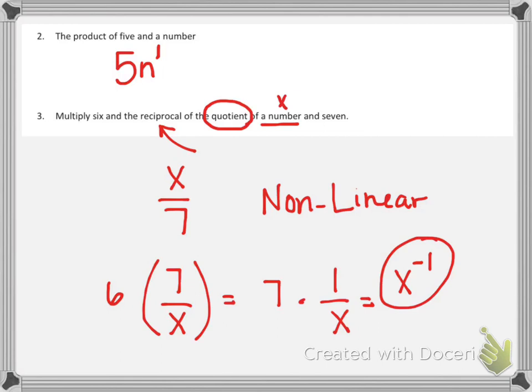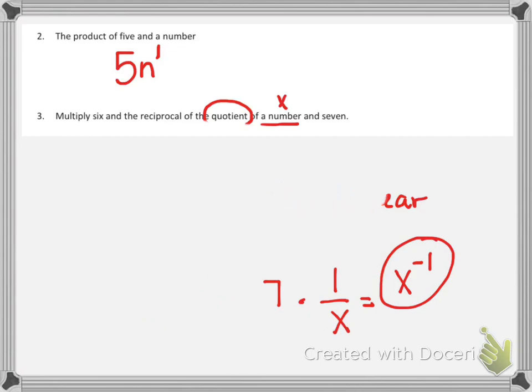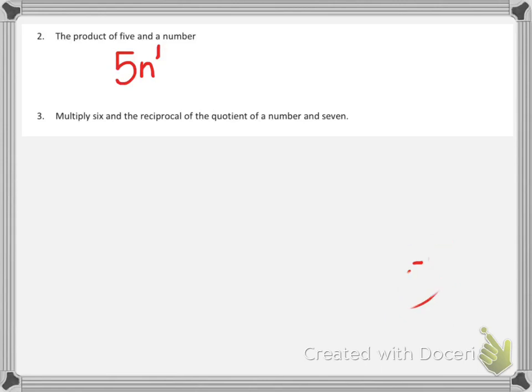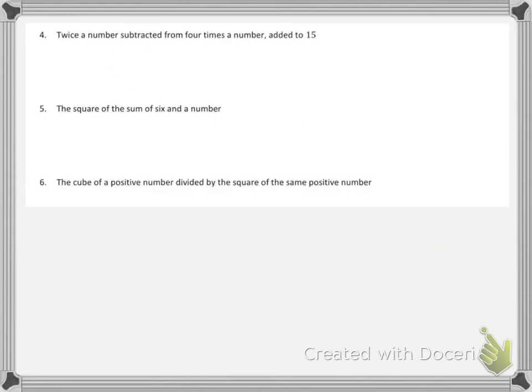Okay, let's get that out of the way so we can do number 3. Okay, so this one's nonlinear. Number 3 is multiply 6 and the reciprocal of the quotient. That's the one I just did. Okay, we're good. My bad. 3's done. Let's go to 4.